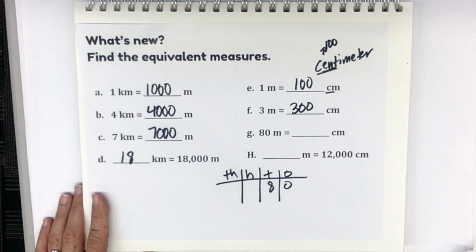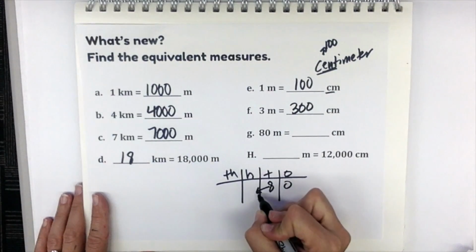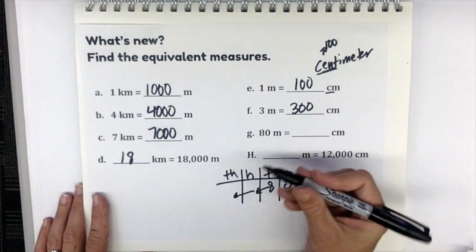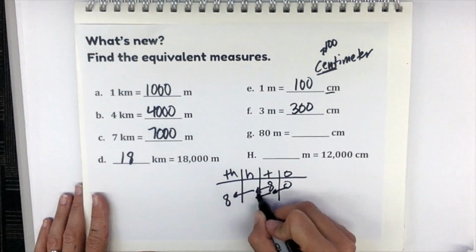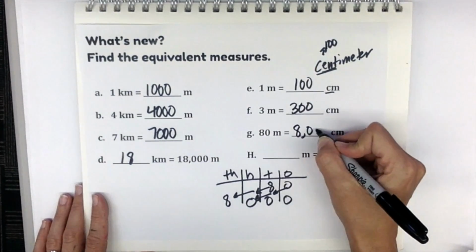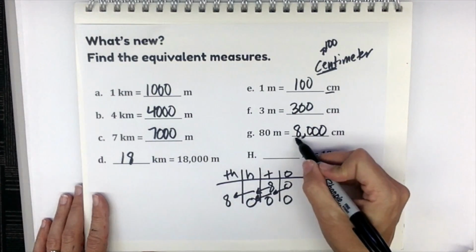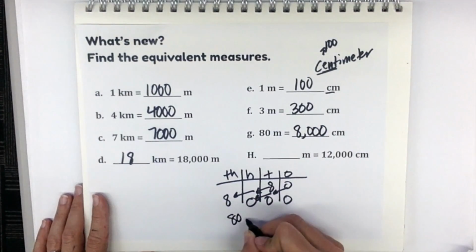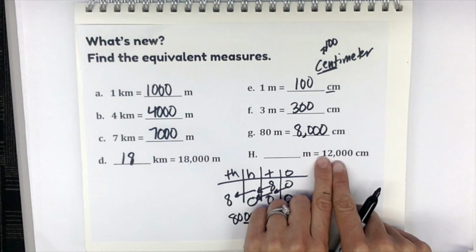I'm multiplying it by 100, so I need to move it over 2 times. So this would be times 10, and then times another 10, that equals 100. So I'd have 8 here. I have to move this one also, and I end up with 8,000, okay? Or another way of looking at that is 80 hundreds, okay?